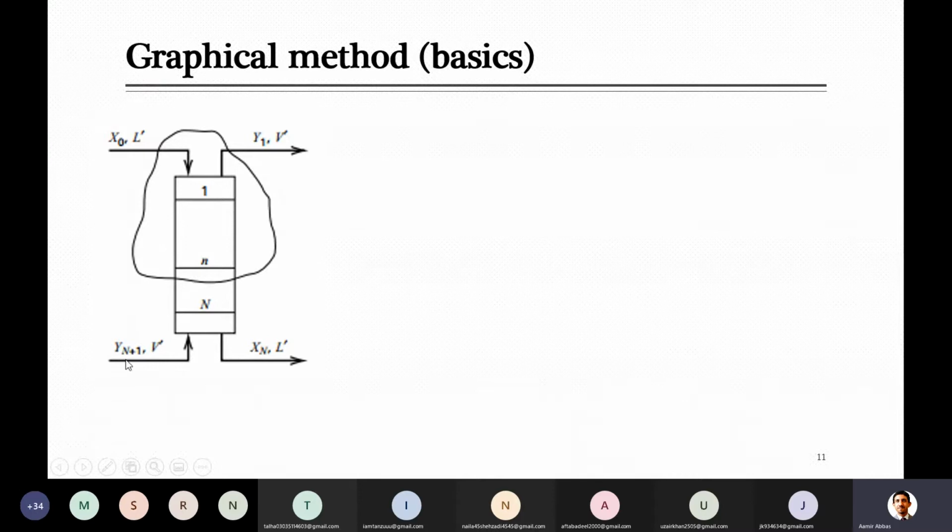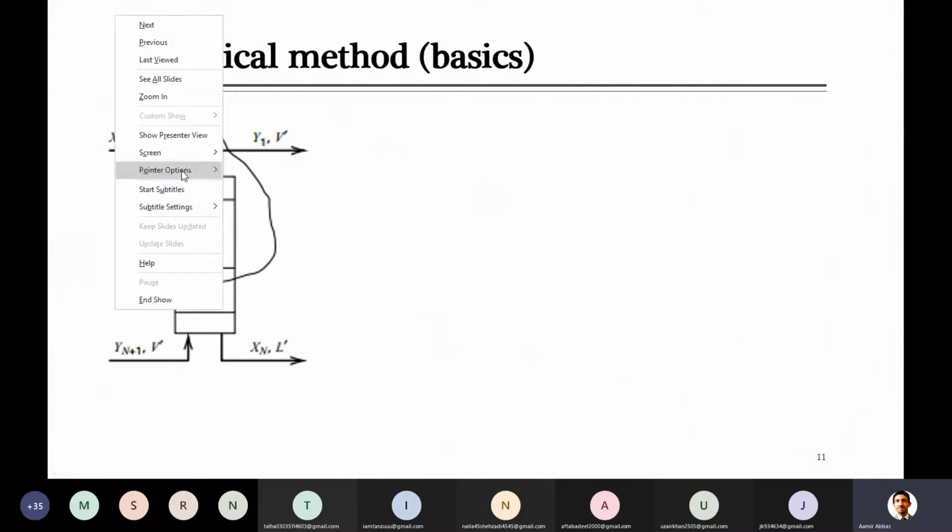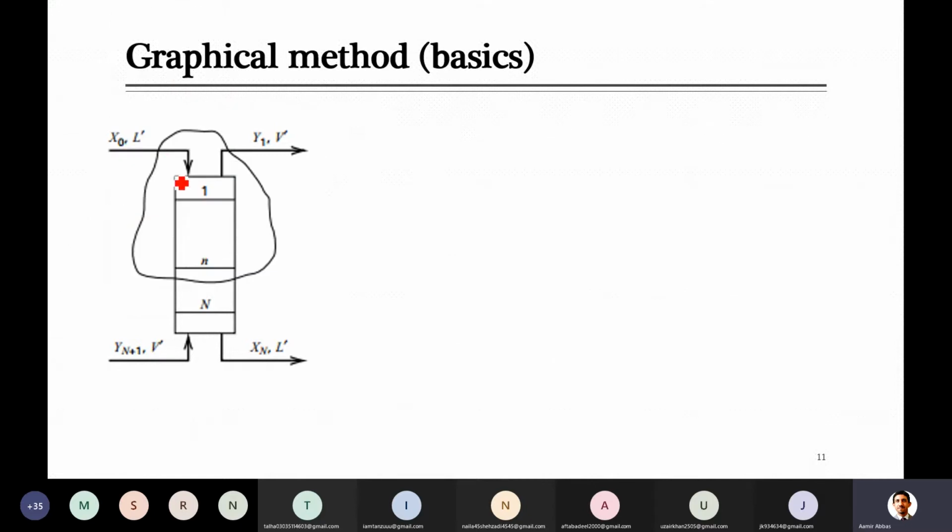So the figure which you can see here is the absorption column in which absorption is taking place. The purpose of the absorber was to absorb some of the components of a gas stream or the vapor stream which is entering from the bottom of the column, and to remove some of the components with the help of the liquid which enters from the top.